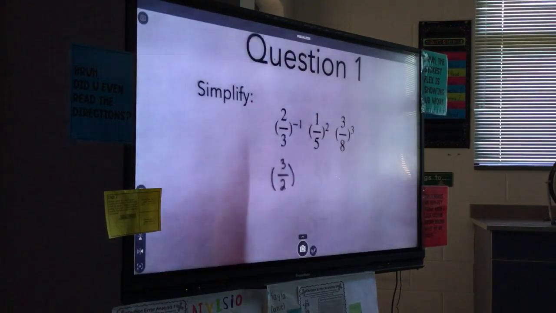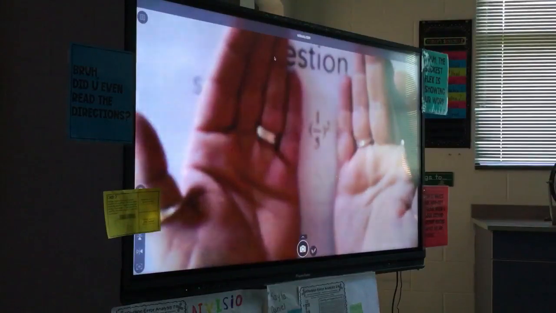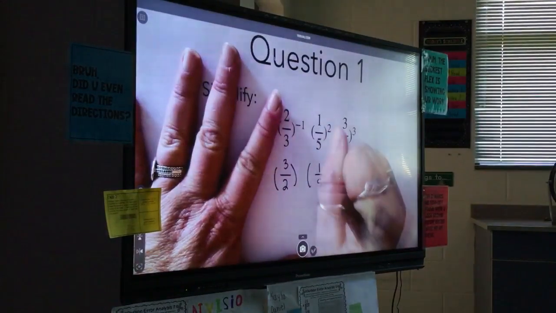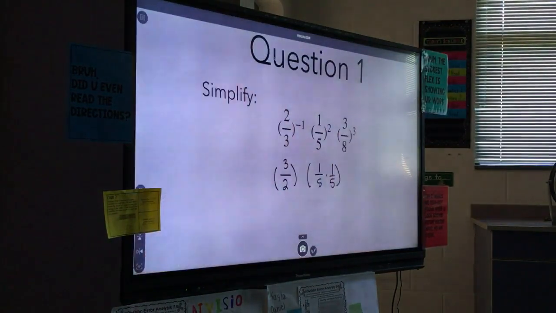Then break it up looking at 1/5 squared. 1/5 squared, what does that mean we're going to do with 1/5? What does squared mean? Not times 2. Raise your hands. You would times it by itself. Yes. So this one becomes 1/5 times 1/5 because you're doing an exponent.